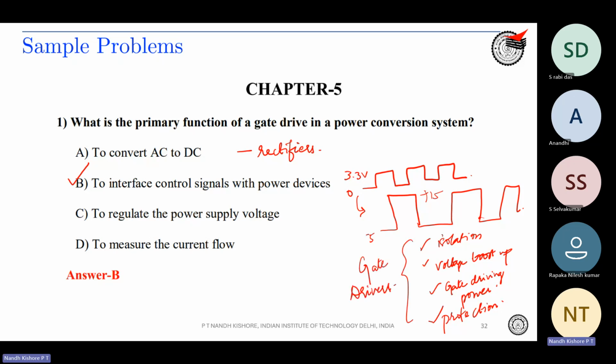So gate drivers are going to give you isolation and voltage boosting. They will give the required power for the device to turn on and turn off. That's called the gate driving power, right? Every time the device turns on, it needs some power to turn on. And that's the gate driving power, and of course protection. To regulate power supply voltage, no, and measurement of current flow, no.